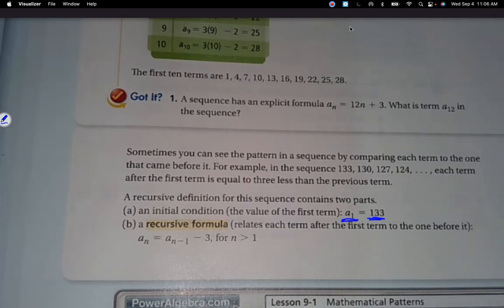Are you starting at -2? Are you starting at 103? You have to state where your starting number is. From there, okay, is everybody good? That's the first part, and you just say a sub 1. My first term is this.